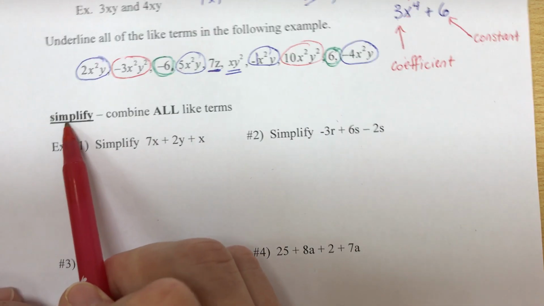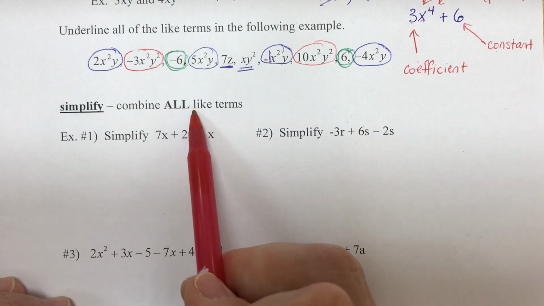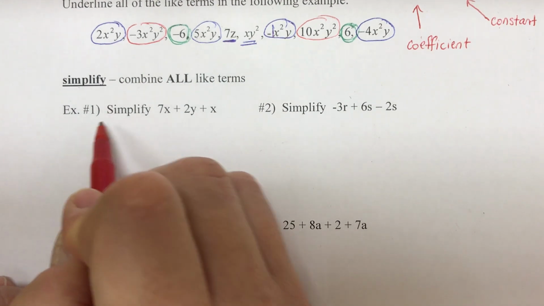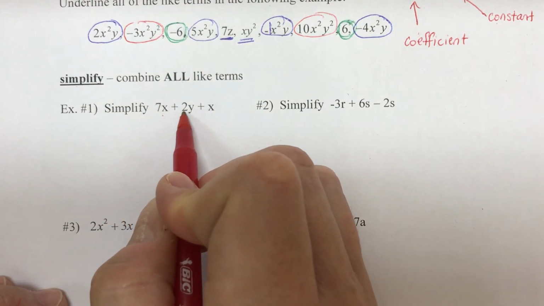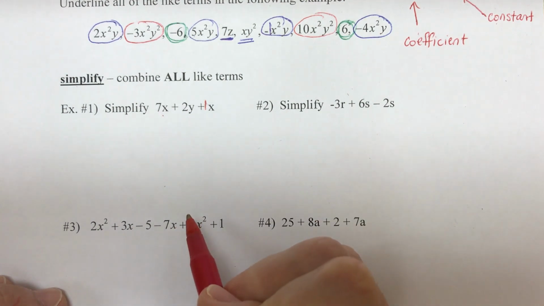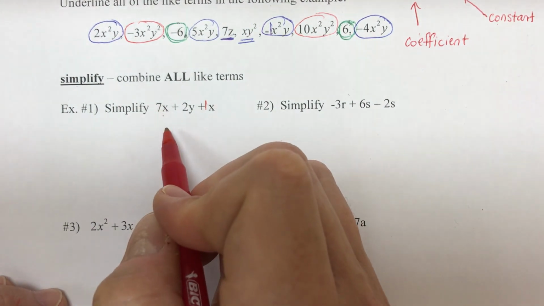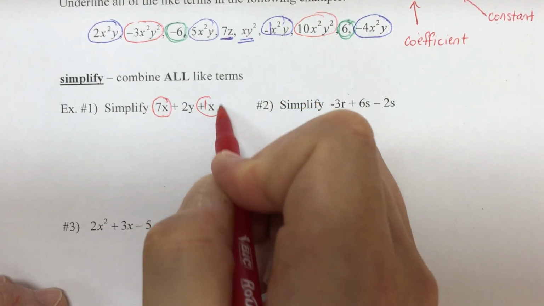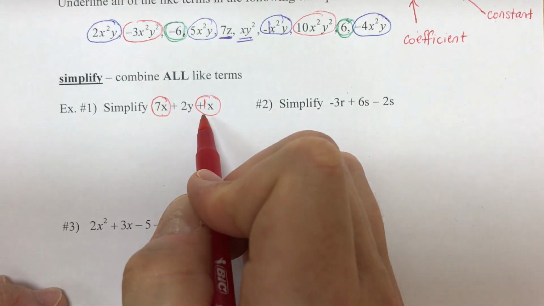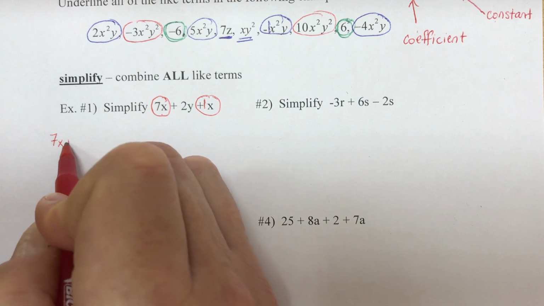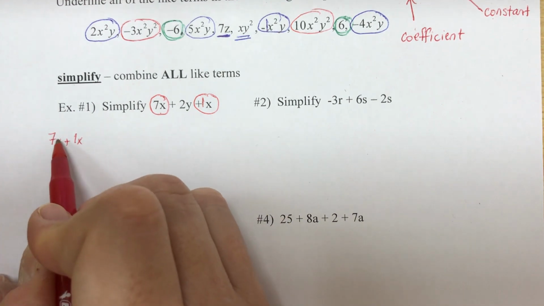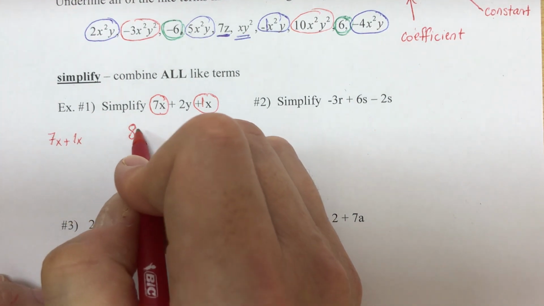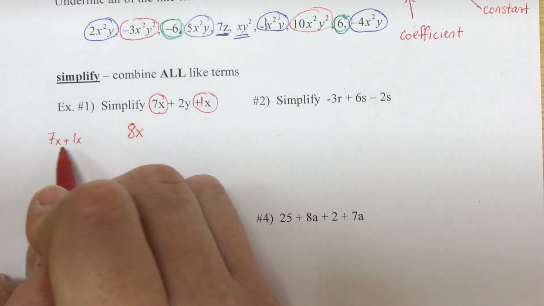Now, to simplify an expression means to combine all the like terms. Whatever we can put together, we're going to try to do that. So example number 1, simplify 7x plus 2y plus 1x. We can only add and subtract if we have like terms. I see a 7x plus 1x, and we are allowed to add those up. When we add those, we add the coefficients, the 7 and the 1, so we get 8x. The variable does not change.